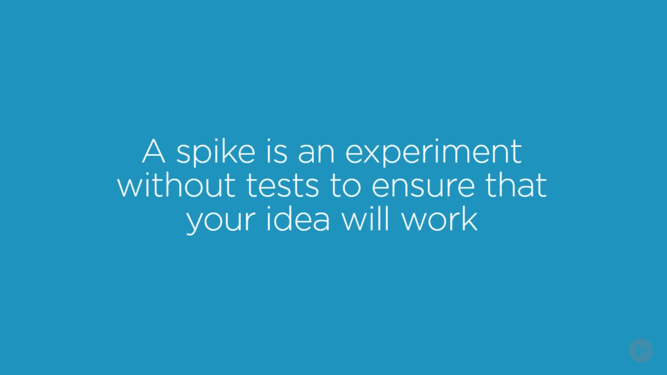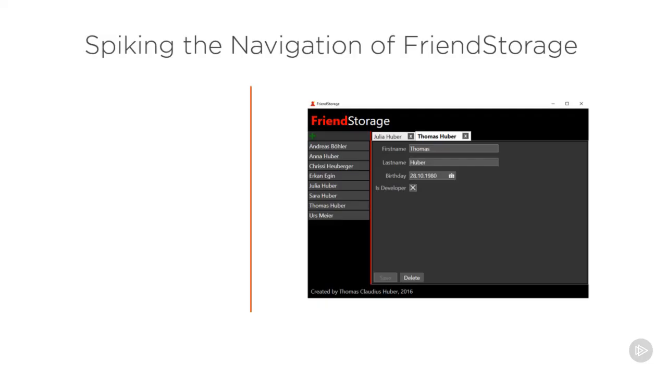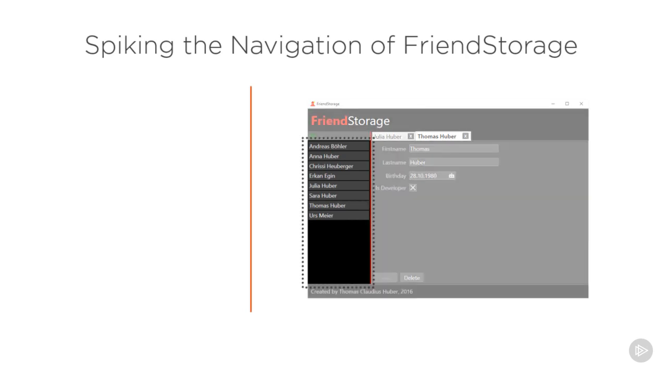Okay, now let's switch to the friend storage application and let's create a spike for the navigation view model so that we can find out how to load the data items. Before we start writing tests for the friend storage application, we will look at the navigation. We want to spike the loading of the navigation items. So let's switch to Visual Studio and let's spike that part.